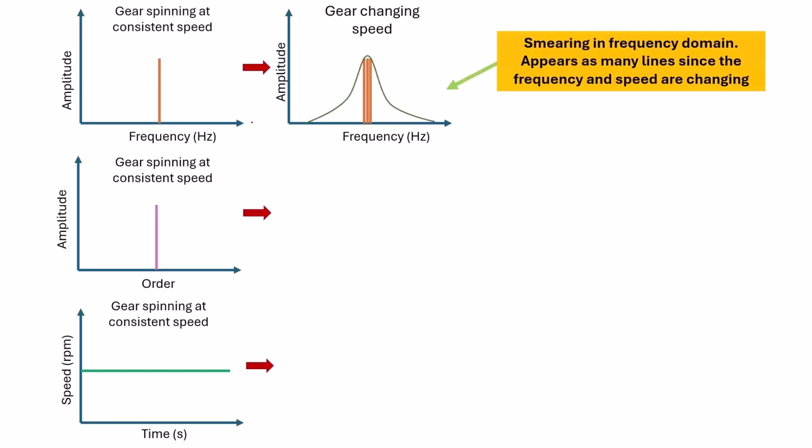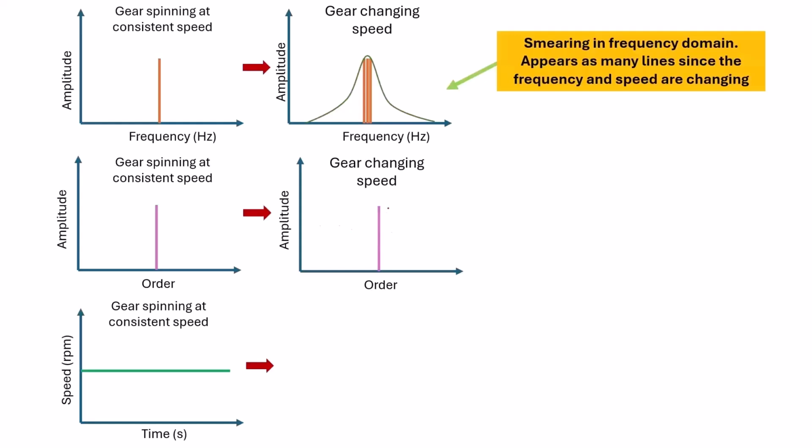If we were to do something called synchronous sampling, which you may have heard of, this is where we track a gear based not on the frequency of its spinning, but based on the number of rotations. And we call this the order domain. So an order of a consistent spinning gear will be a single line. And if the gear is changing, it will also appear as a single line because we're tracking how many times it's rotating, not necessarily the speed at which it's rotating.